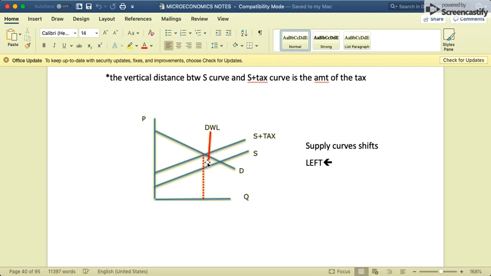Anytime the quantity that is exchanged is different than the quantity that would have been exchanged without a tax. So this is where we would have been without that tax, and this is where we are now. So the quantity is different. This triangular amount is going to be deadweight loss.